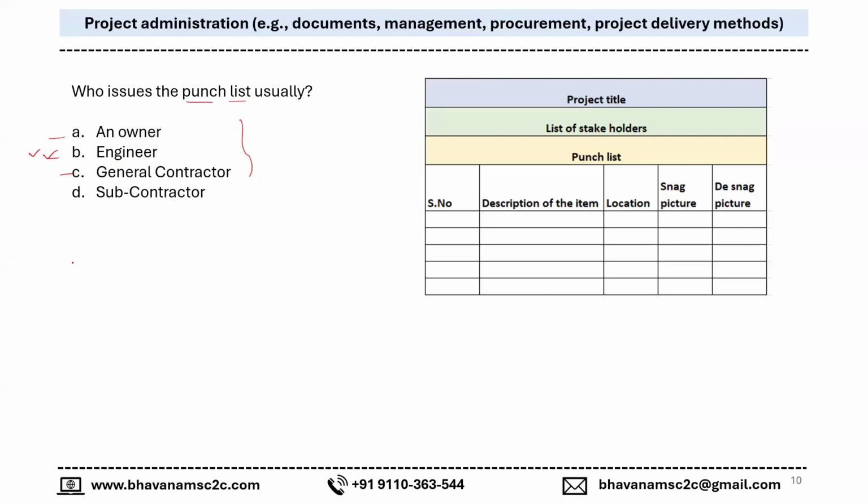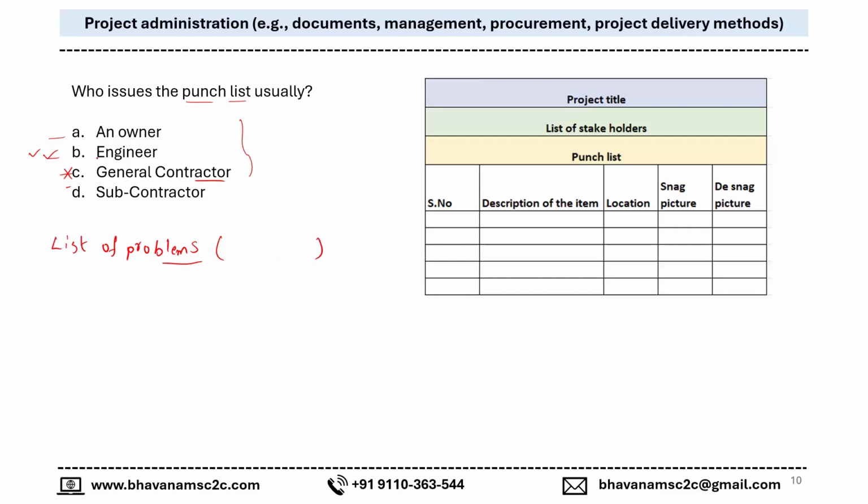Punch list means the list of problems. Why would a contractor issue a list of problems to himself? Because if there is a list of problems, a contractor has to act on it. So a contractor does not issue a list of problems to himself. If a contractor is supposed to list problems to himself, then definitely he will not list any problem, because he has to act on it after those problems are listed. So general contractor should not be the answer.